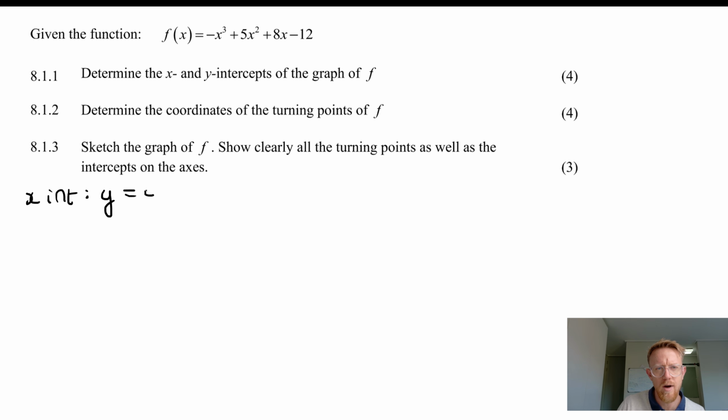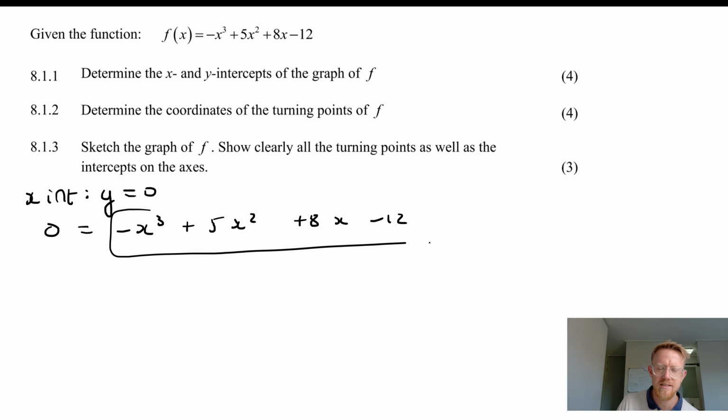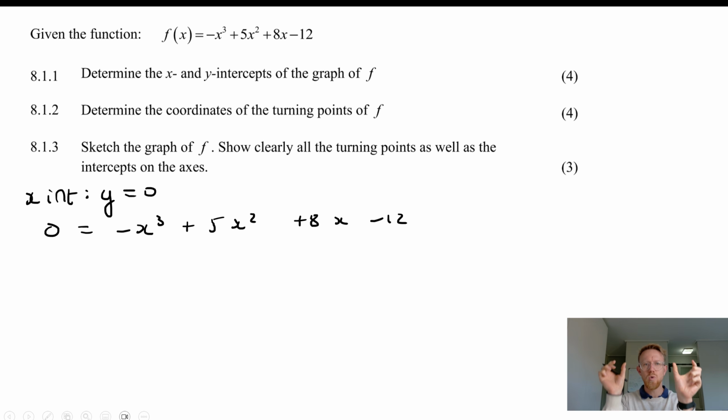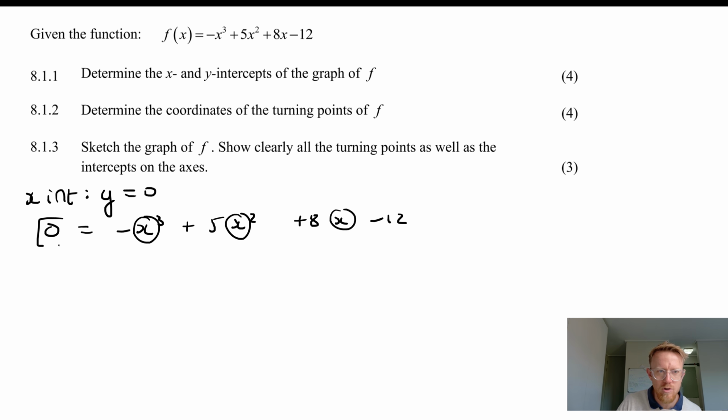So we know that we make y 0, so you say 0 equals to negative x cubed plus 5x squared plus 8x minus 12. So we have to try factorize this thing, and we need to try break it down into its brackets or its factors, and then we can get the x-intercept. So step 1, when it's a cubic equation like this, is you need to plug in random numbers. So you got to plug in random numbers for x until you get a 0 as your answer, because we're trying to make it equal to 0.